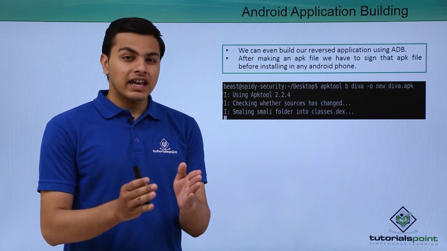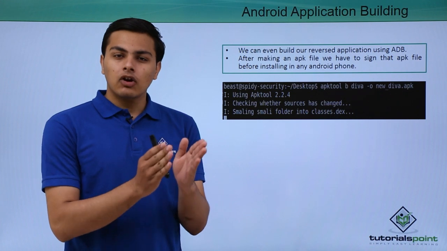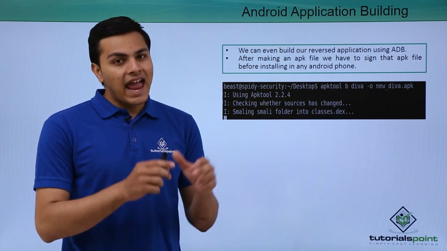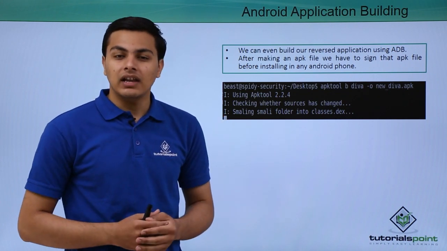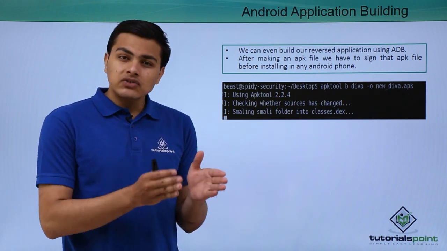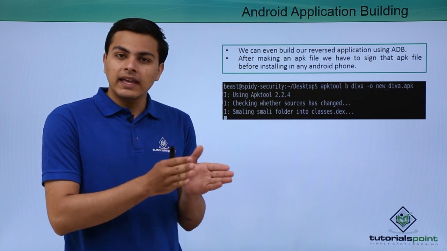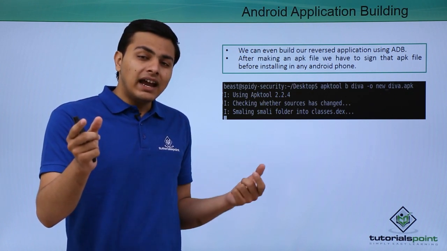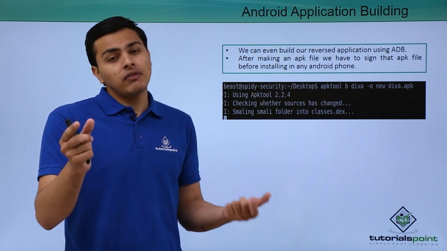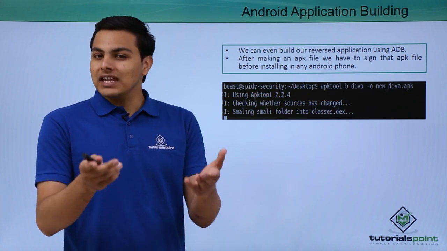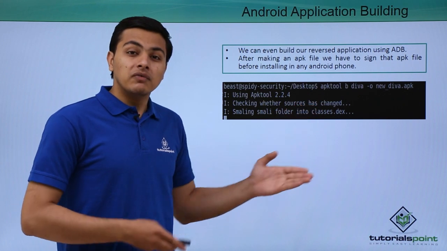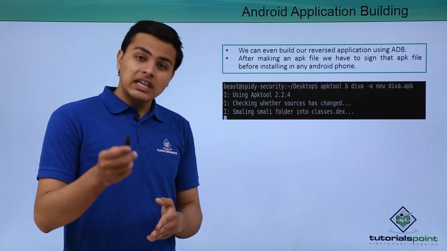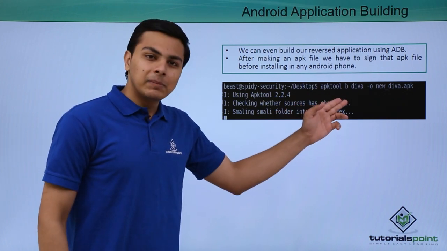So let me give you one scenario. We have decompiled or reversed one Android APK file and we did some modification in the source code of that Android APK file. Now what we actually want is to build or make one APK file from that modified source code. So how can we do that? Well, we can do that with the help of APK tool. With the help of APK tool, we can reverse the application, and we can even build the application.